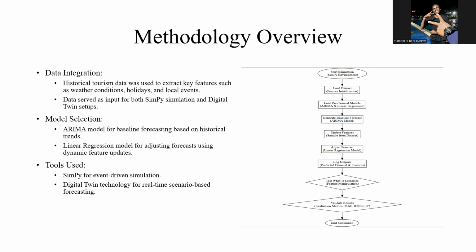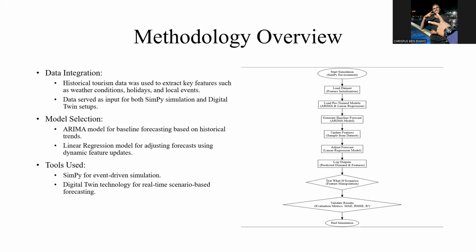Then we also loaded the pre-trained models using the joblib library. Then we use the ARIMA model, which is for time forecasting, to establish the baseline for the prediction. Then we went on to update the features, whereby these features were sampled directly from the dataset to inform the real-time updating of the inputs. After that, we went on to adjust the forecast and make the predictions using our linear regression model, which was also imported as a pickle file using the joblib library.